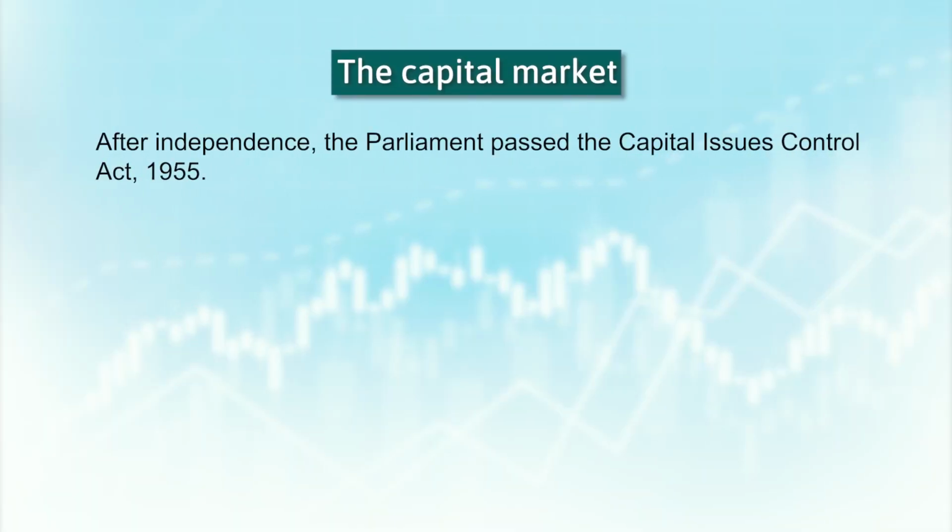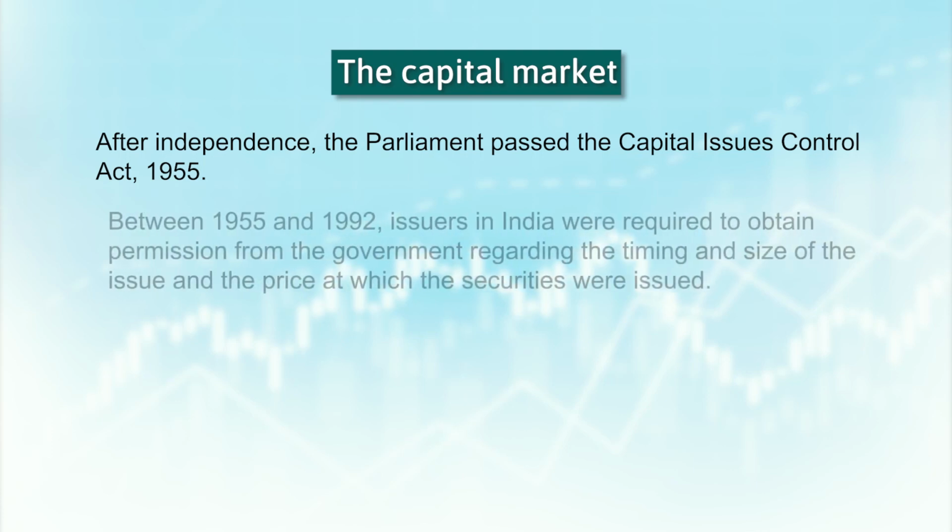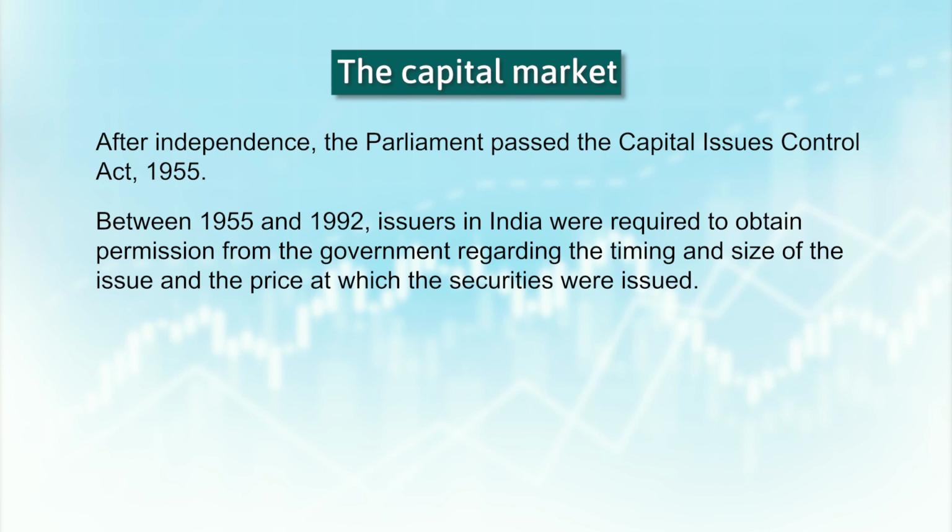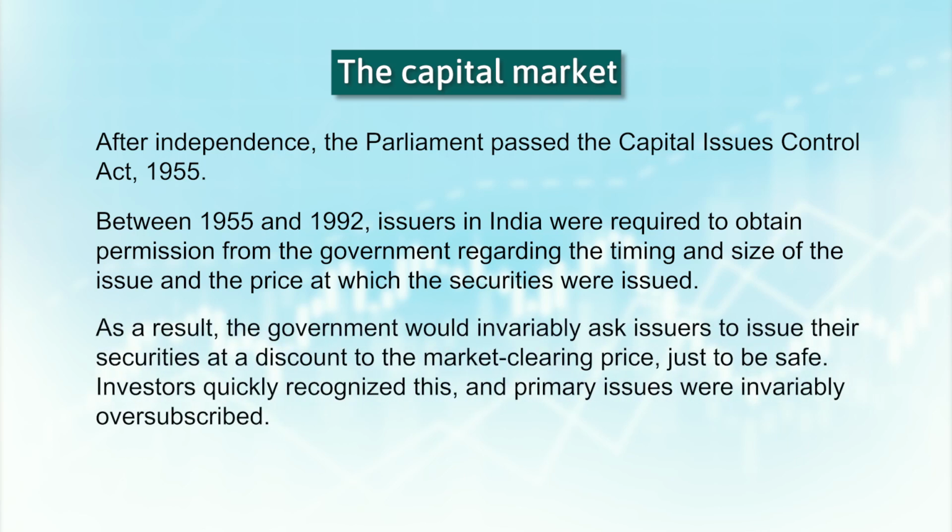After independence, the Parliament had passed the Capital Issues Control Act of 1955. Between 1955 and 1992, issuers in India were required to obtain permission from the government regarding the timing and size of the issue and the price at which the securities were issued. As a result, the government would invariably ask issuers to issue the securities at a discounted price to the market clearing price just to be safe. Investors quickly recognized this, and the primary issues were invariably oversubscribed.